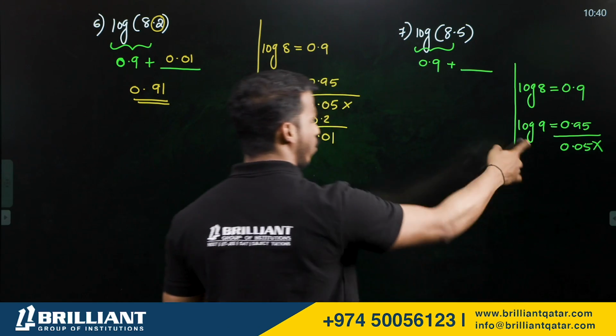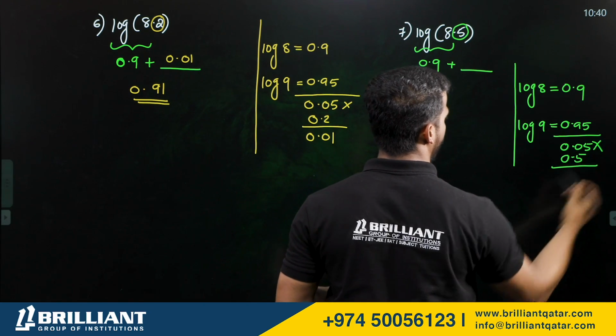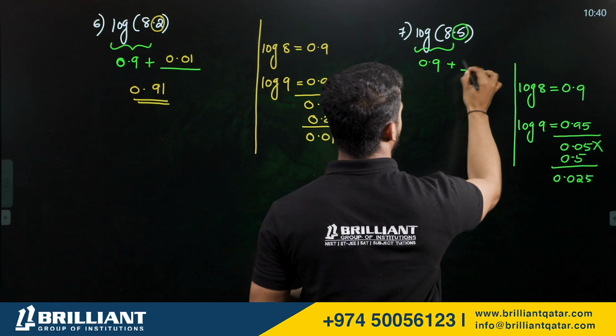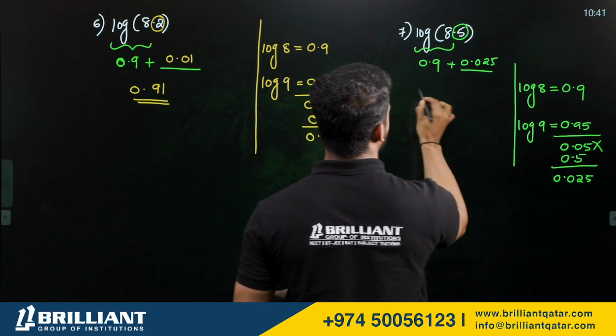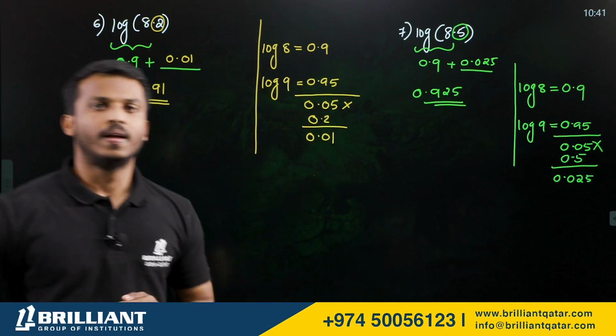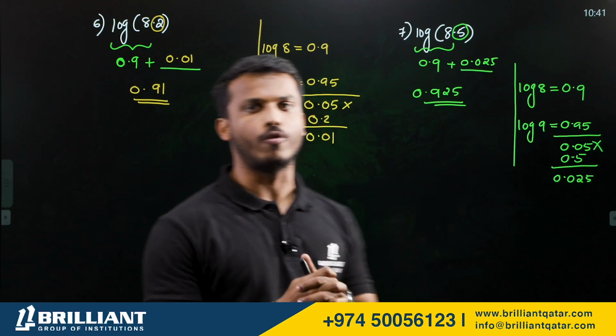That difference you have to multiply with this decimal value, that is 0.5. So 5 into 5, 25, but there is a 0. So 0.025. Substitute here 0.025, so that's equal to 0.925 is the answer. Clear all of you? So this is the way how to calculate the decimal value of which one?